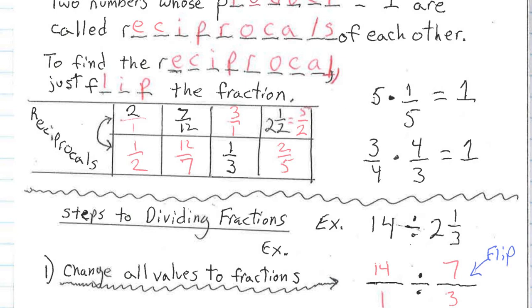Some examples are to the side. For example, 5 times 1/5, see that's its reciprocal, is 1. 3/4 times 4/3, you see that? They're reciprocals of each other, they equal 1. Because 3 times 4 is 12, 4 times 3 is 12, 12 over 12 is 1. Or you could say the 3's reduce and the 4's reduce, and it still comes out to 1.